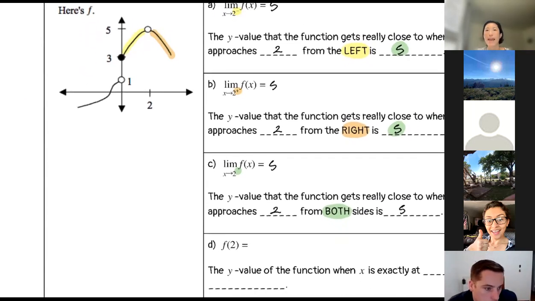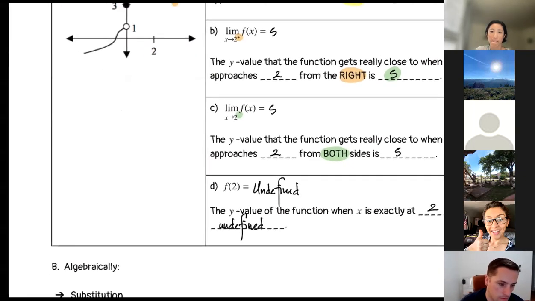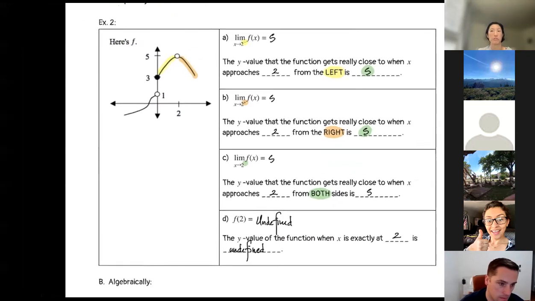What about f of 2, the y value of the function when x is exactly at 2? What do we think? Undefined. Undefined. Love it. We can see that because, and someone mentioned this word earlier, we have a hole in our function. So f of 2 is undefined. How are we feeling with the pictures? Pictures seem good? Good, good.